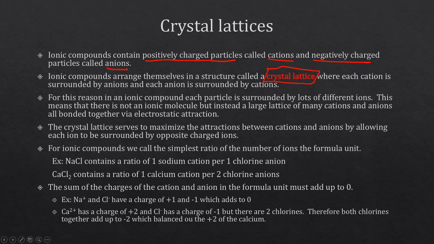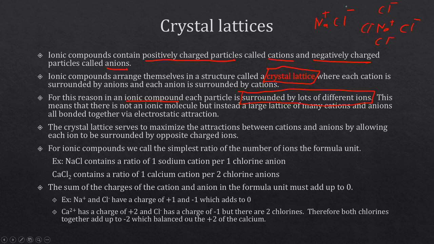And what that means is that each cation is going to be surrounded by a bunch of different anions. And each anion is going to be surrounded by cations. So for this reason, when you have an ionic compound, it's going to be surrounded by lots of different ions. It's not just one. So this means there's not an ionic molecule, but instead a large lattice of many cations and anions bonded together. So for example, if you think of sodium chloride, you have Na+ and Cl-. You don't just have 1 plus and 1 minus though. This Na+ has Cl- ions surrounding it on different sides.